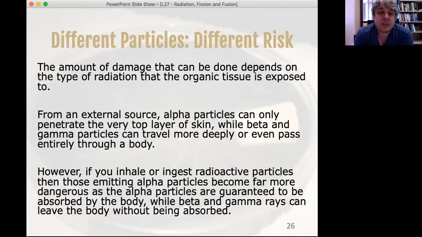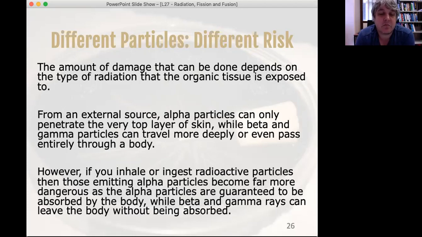The amount of damage that can be done due to the radiation depends on the type of radiation that the tissue is exposed to as well. Right? So what type of radiation? We said alpha particles can be stopped by just a thin sheet of paper. So that means that they're only going to get into the very outer layers of skin. They're not going to get very far. There's no way that an alpha particle could damage your internal organs.